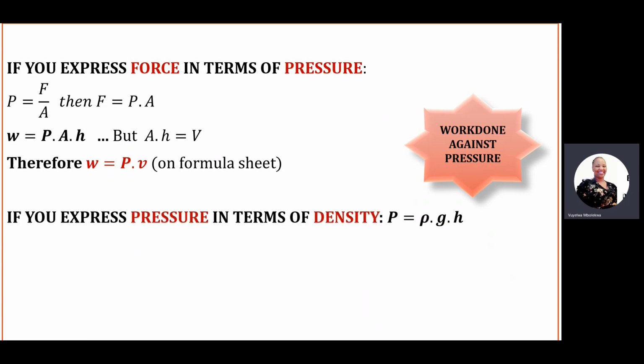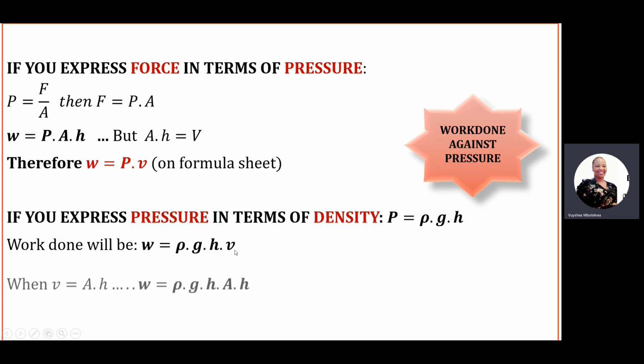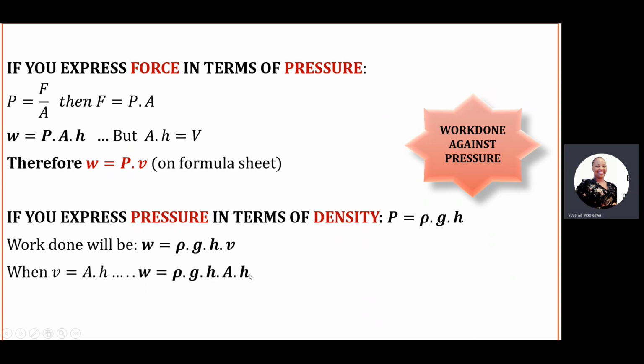And this formula is on the formula sheet. And if you express pressure in terms of density, pressure is density times gravity times height. So work done will be, instead of pressure times volume, density times gravity times height times volume. But remember, volume is area times height. So work done can be density times gravity times height times area times height. So that's why I said this is everything you know, it just depends how you need to express it at a specific moment. You'll be guided by the question.